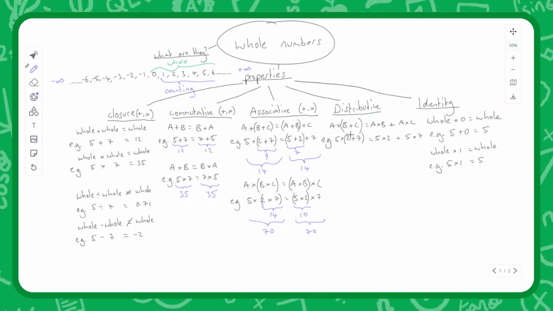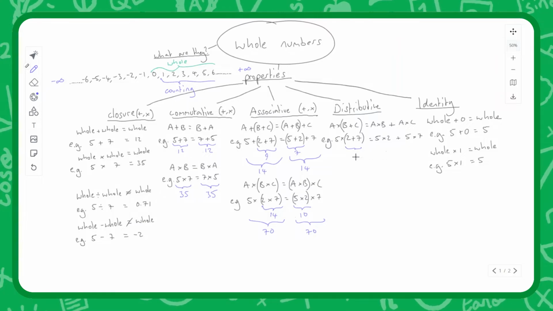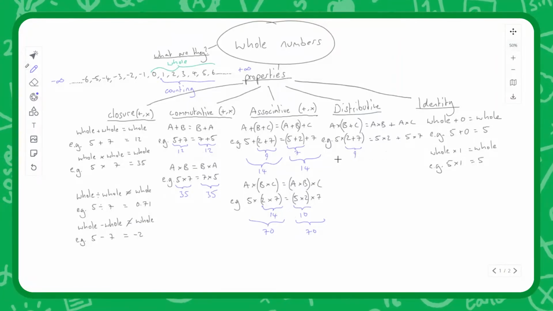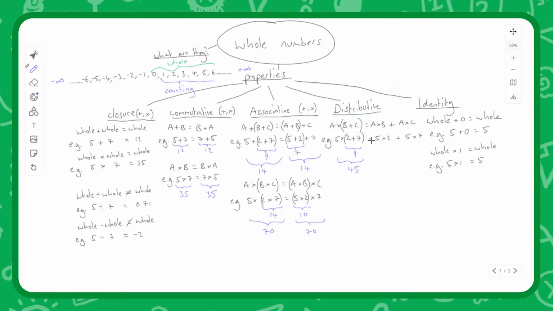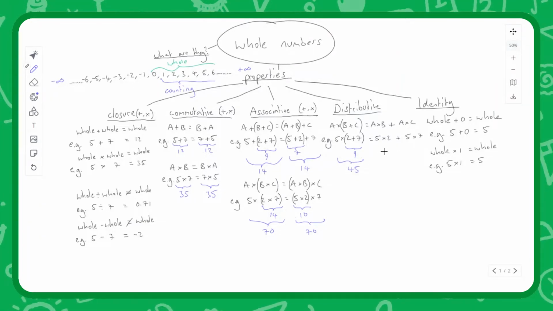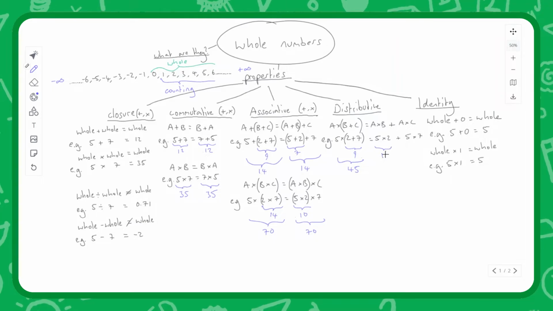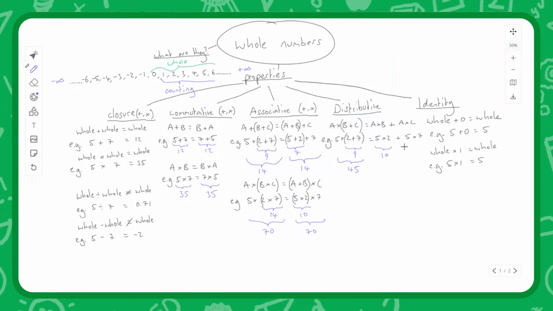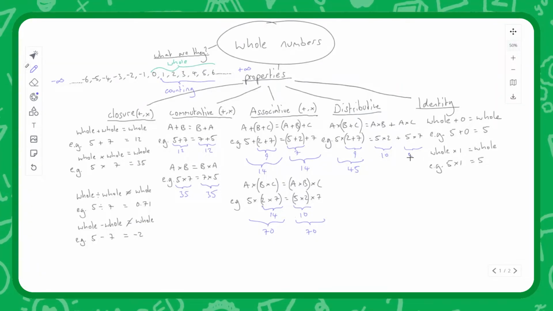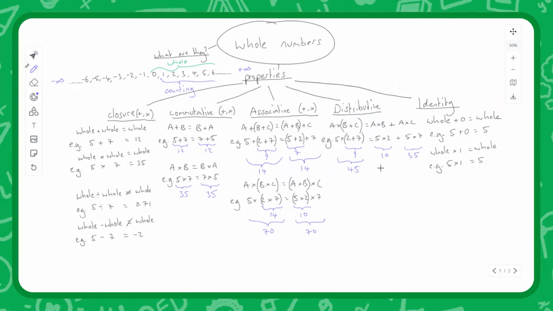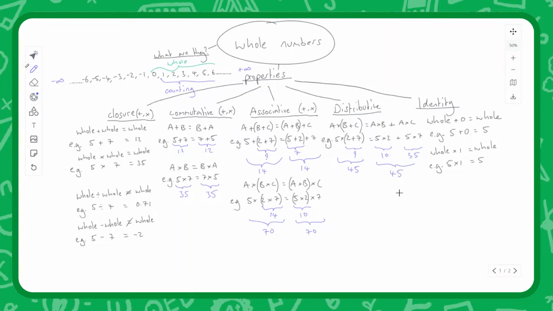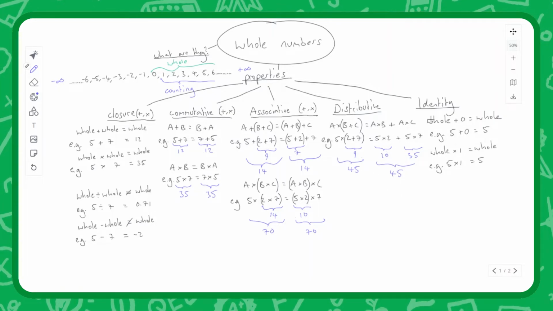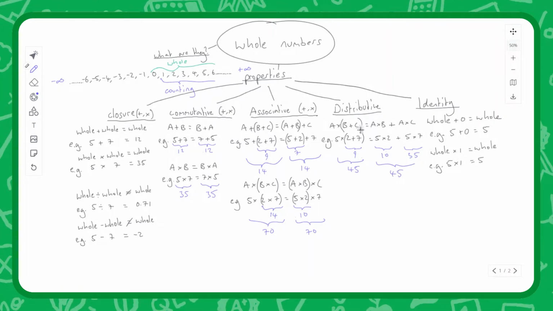And as an example, again, following BIDMAS with this, we would do the brackets first. So we would do 2 plus 7, that would give us 9. We would do 5 times 9, and that's going to give us 45. Or we can expand the brackets, and we can do 5 times 2 to get 10, and we can do 5 times 7 to get 35, and we can add these two together, and that's going to give us, again, the exact same number, 45. So distributive is just expanding brackets, really.